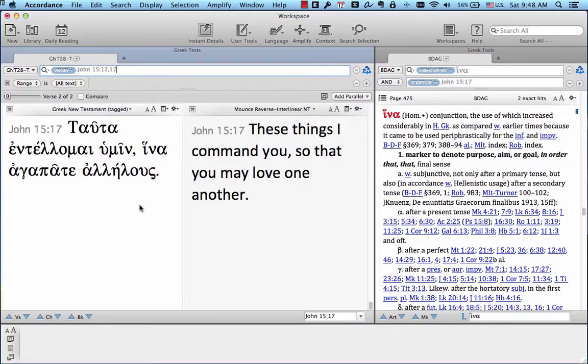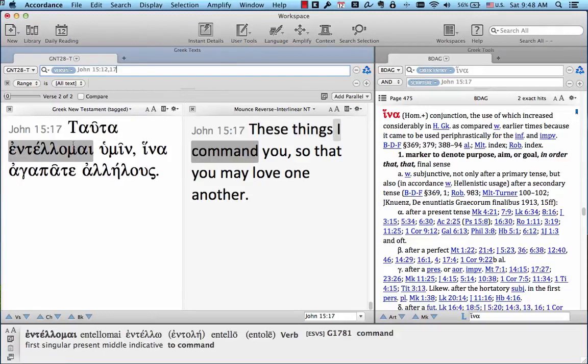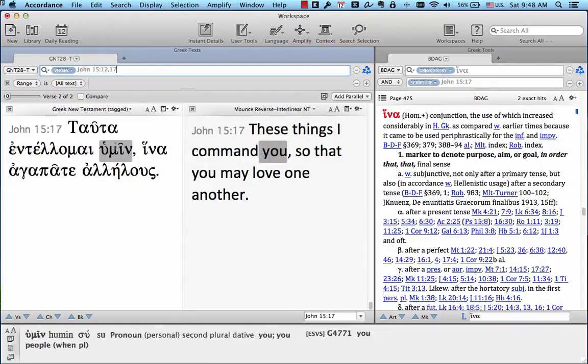John 15:17 has a good example of hina and why you need to understand the whole concept of semantic range. Jesus is saying in his upper room discourse, he's saying these things, some stuff he's been talking about: these things I command to you.